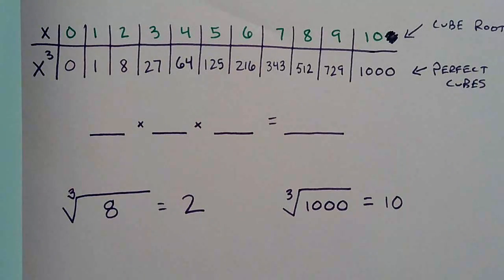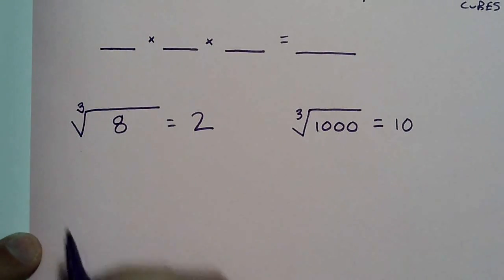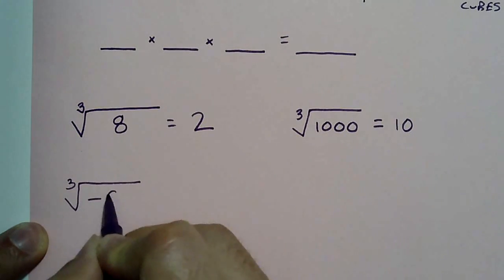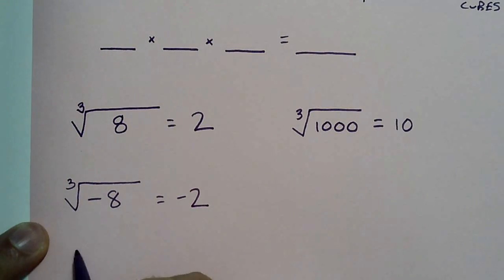All right, so noticeable differences. We talked about how you can't square root a negative value. Not the case with cube roots. Cube rooting a negative is okay. So we can find the cube root of negative 8. That is negative 2. If you don't believe me, let's do the math.